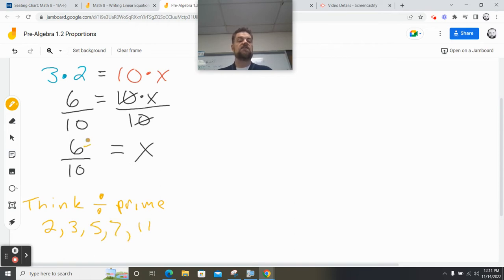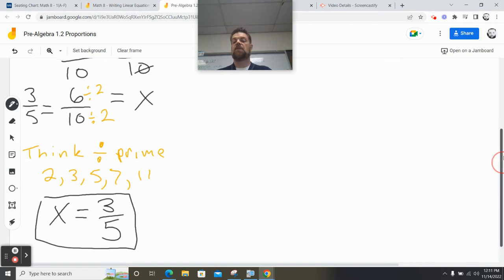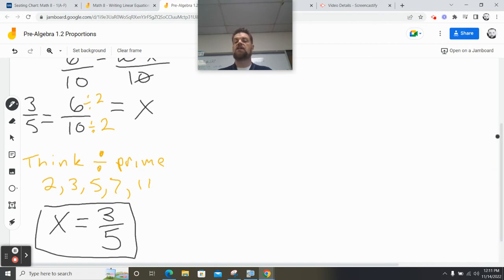And in this case, they're both divisible by 2 because they're even numbers. So what's 6 divided by 2? 3. What's 10 divided by 2? 5. So my final answer on this one is x is equal to 3/5. That wasn't that hard, was it? Let's do the next one.